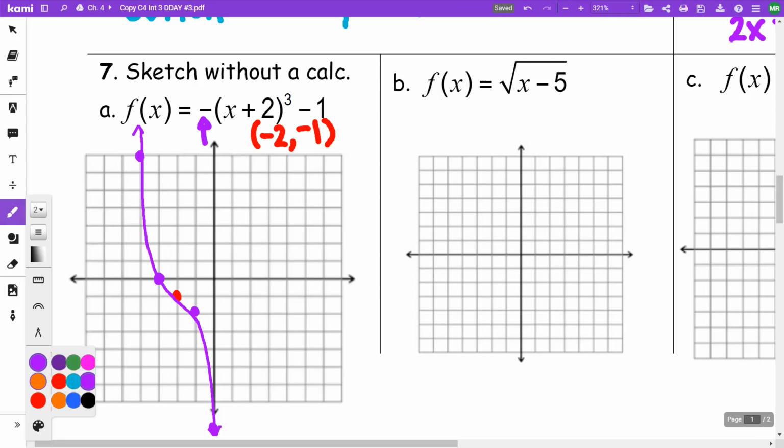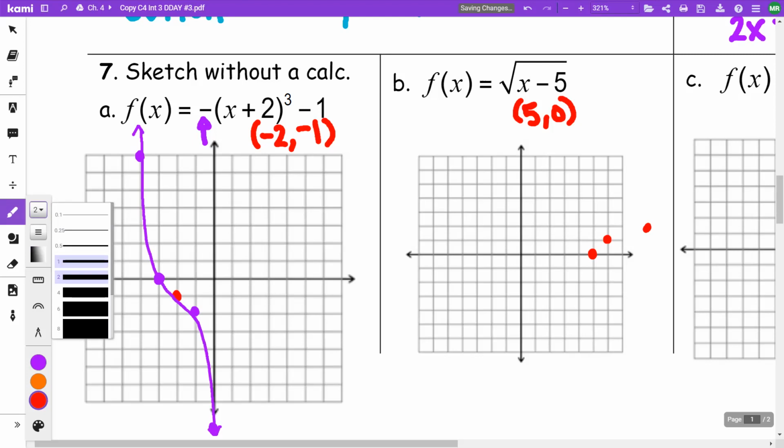Now on the next one, it is a square root graph. 5, 0 is my starting point. So 1, 2, 3, 4, 5, 0. As I go over 1, the square root of 1 is 1. If I went out 1, 2, 3, 4, the square root of 4 would be 2, and so forth. Now, when we graph this, it's going to start at this point, and then it's going to go forever like that.